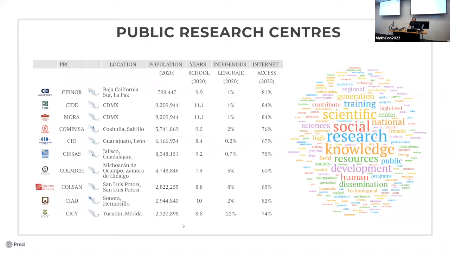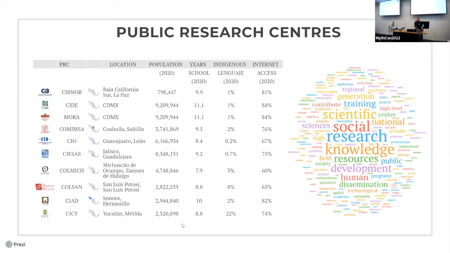It's interesting to check data like the population and the location in the country, because that would tell you, since it's a really big country, the schooling they have, even the languages they speak. In the south, you can see Yucatan has 22% of people that speak an indigenous language. So it would be interesting to see if the research centers take this into consideration when they do their dissemination. And obviously to see the access they have to internet in which regions of the country.